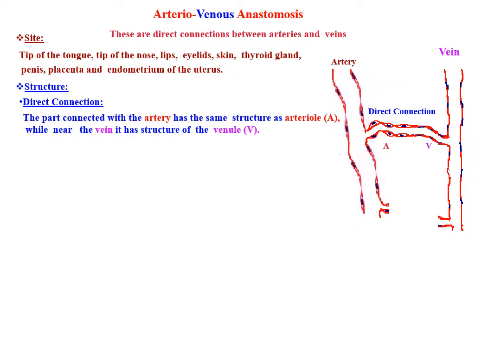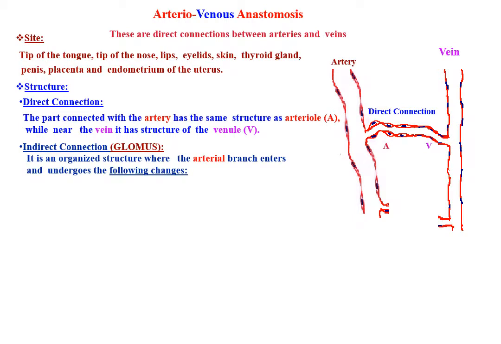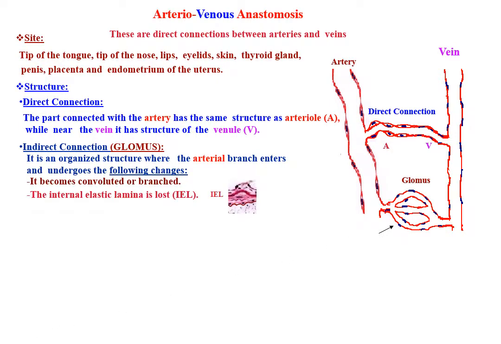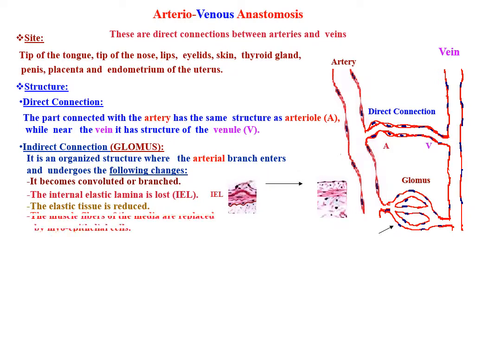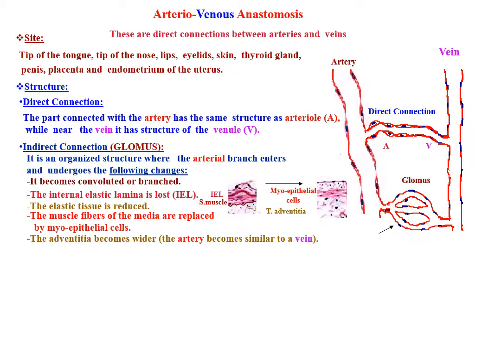Indirect connection or glomus. It is an organized structure where the arterial branch enters and undergoes the following changes. It becomes convoluted or branched, the internal elastic lamina is lost, the elastic tissue is reduced, and the muscle fibers of the media are replaced by myoepithelial cells. The adventitia becomes wider. Thus, the artery becomes similar to the vein.